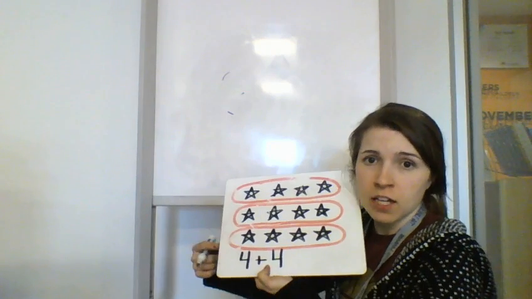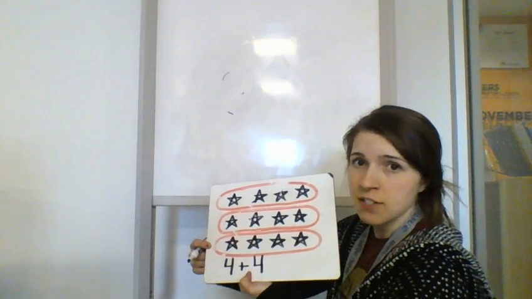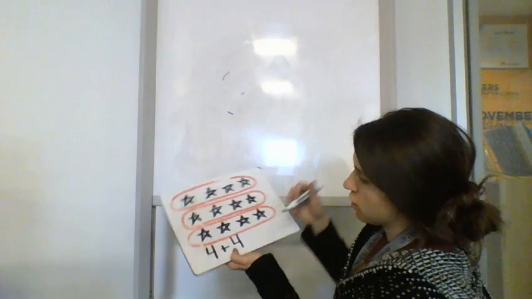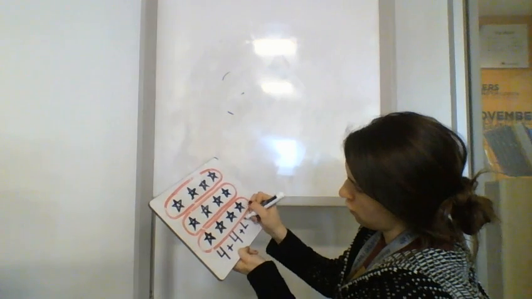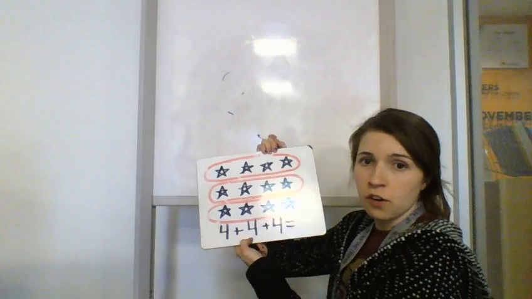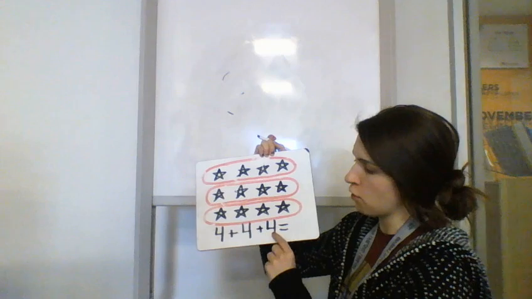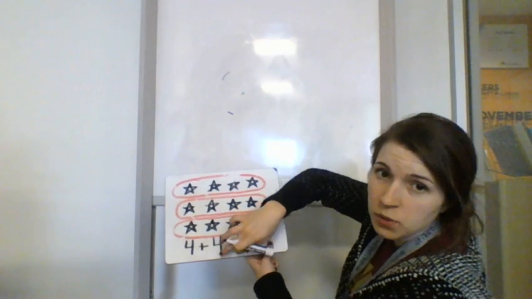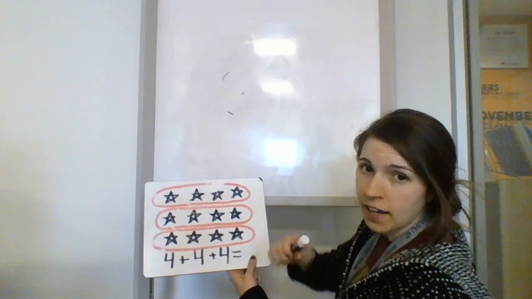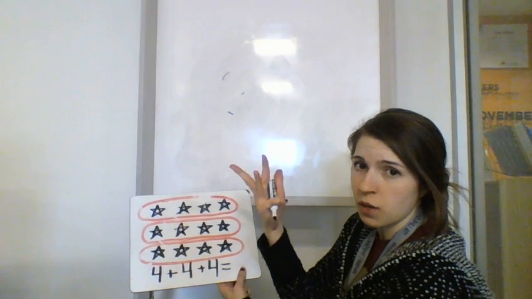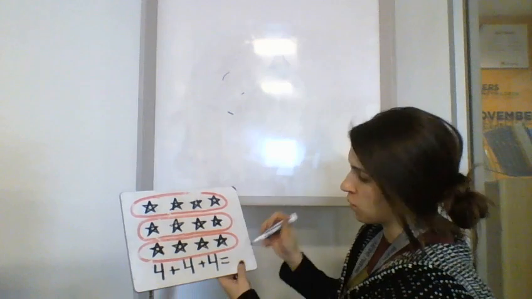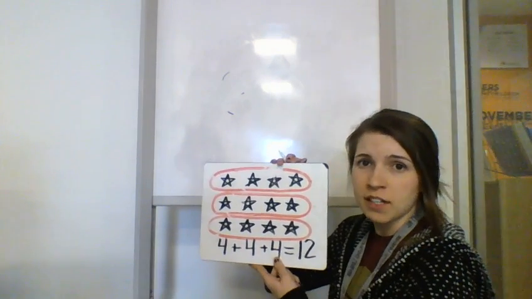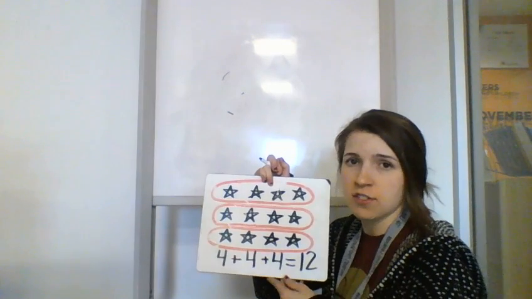We can't forget about this bottom row. So we're going to count how many stars are in this row also. So we have 1, 2, 3, 4. So we need to add another 4. So 4 plus 4 plus 4 equals, let's see. So 4 plus 4 equals 8. And then if we add another 4, 9, 10, 11, 12. So we're adding 4 more, so it's 12. So this is one way to make an equation to find the total amount of stars in this array.